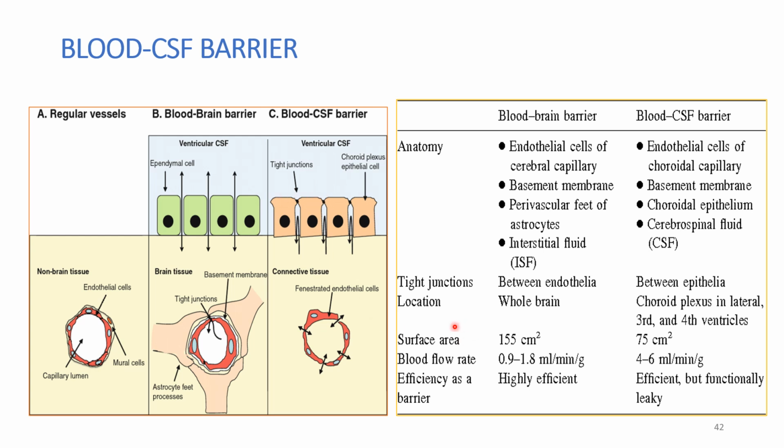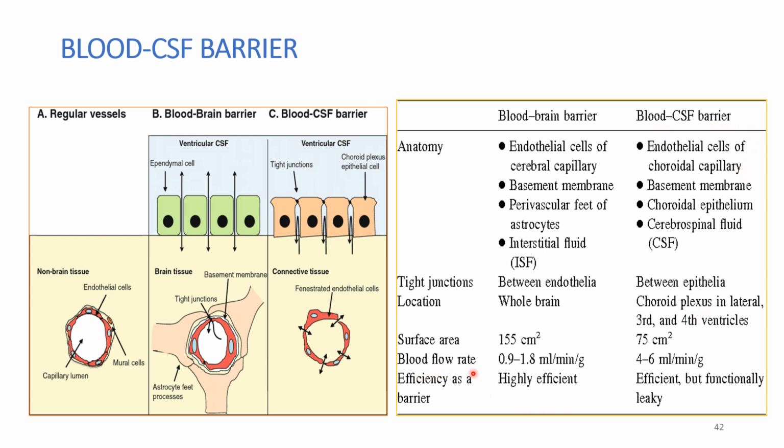In the apical membrane. Location: the blood-brain barrier is present in the whole brain except the circumventricular organs, whereas the blood CSF barrier is present at the choroid plexus level, that is, in the two lateral ventricles, third and fourth ventricles. Surface area is 155 centimeter square for the blood-brain barrier, and 75, exactly half the area, is present for the blood CSF barrier.